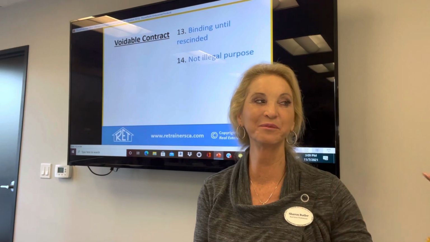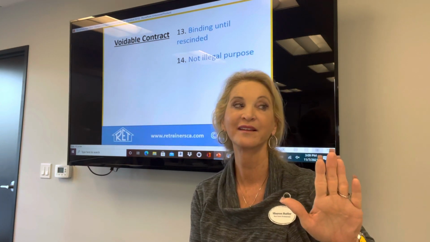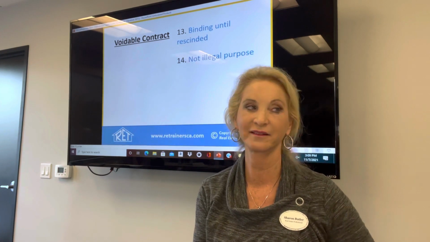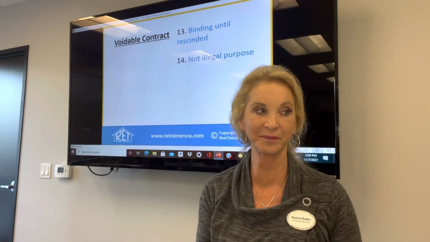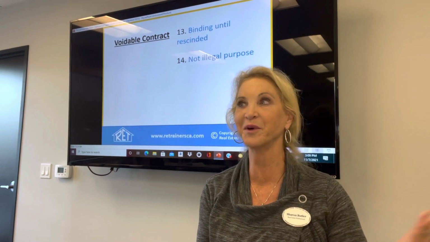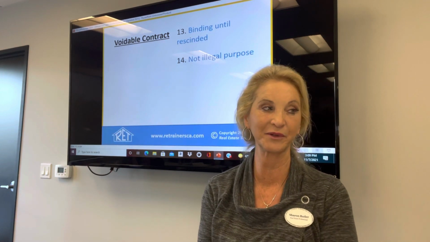So remember, voidable, it was binding. It was valid in the first place, but now because they're rescinding it, it's voidable. They're going to void it out. So it has to be binding in the first place. Now, an illegal purpose is not voidable because it wasn't valid in the first place. Got that? That's the best way to remember it.